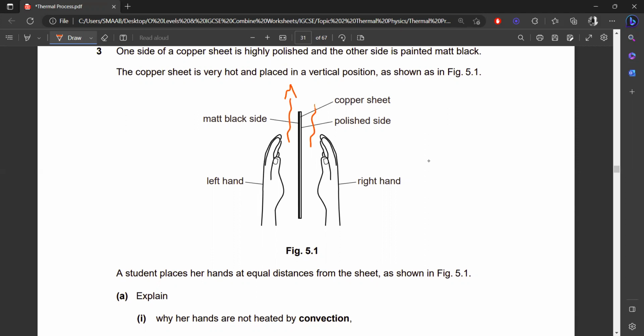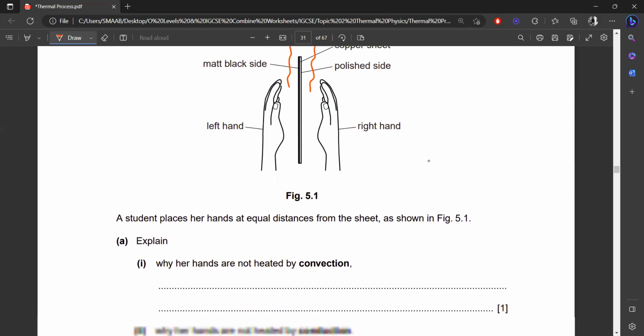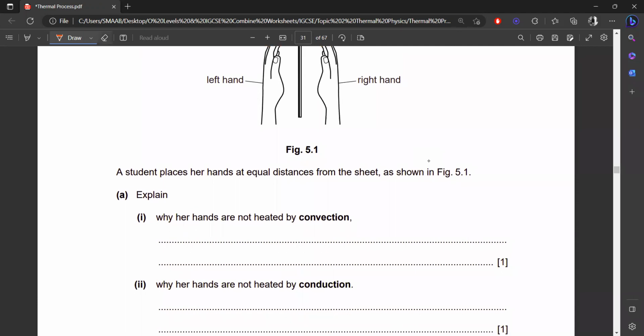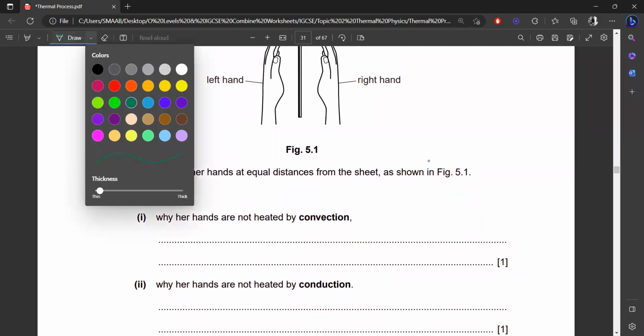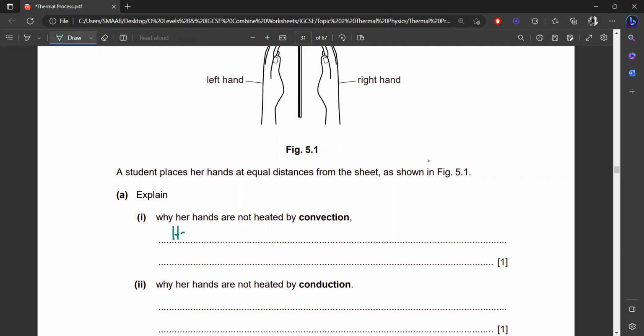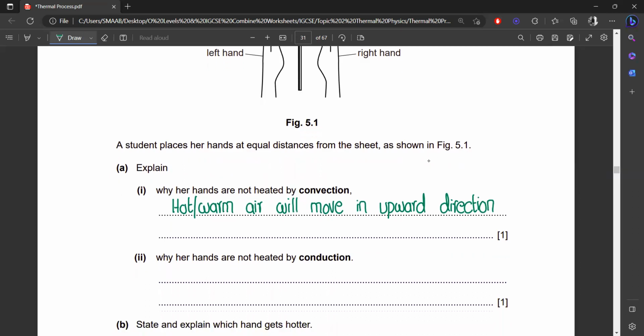So that is the reason that their hand is not heated by the convection method. So hot air or warm air will always flow in upper direction. So hot air will move in upper direction. That is the reason her hands are not heated by convection.